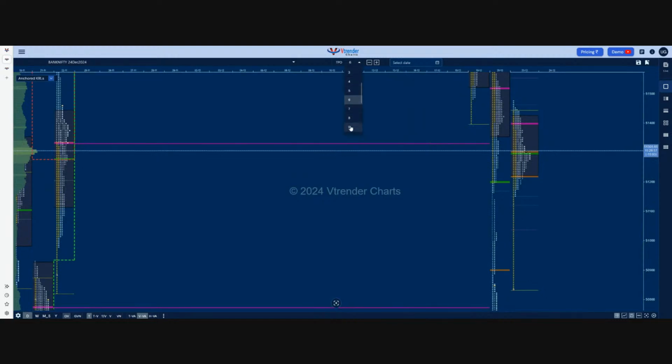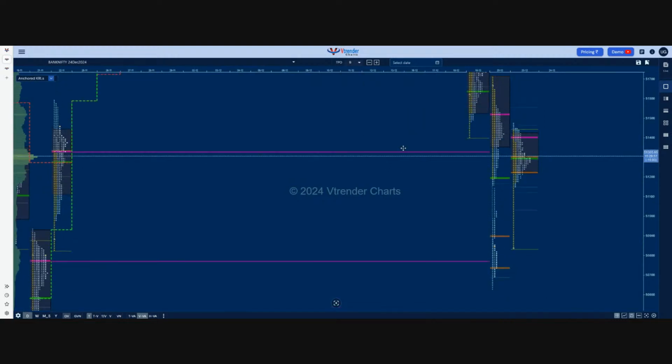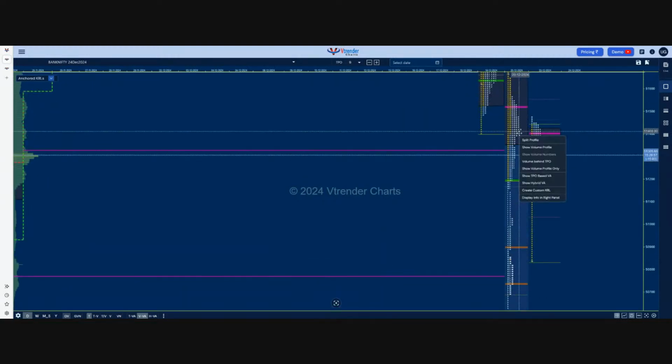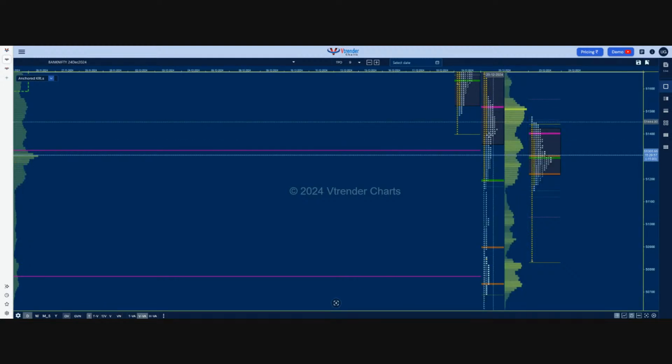So I'll just increase this to 9 so that we can see a good part of the previous profile also. You can very clearly see how Bank Nifty today at the open got above the VWAP of the previous week, which previous session was a trend day down. And that was the signal that the sellers are no longer there.